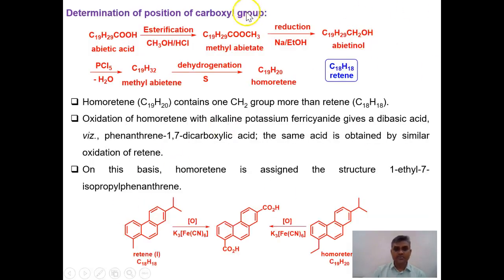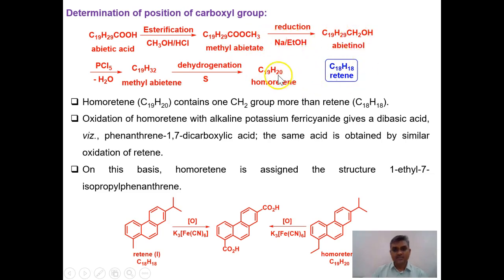Now let us find out the position of the carboxyl group. And for the position of the carboxyl group, very simple experiments were performed. Abietic acid is esterified, we get the COOCH3 group, then reduction gives us CH2OH, and it undergoes a rearrangement reaction in the presence of PCl5. Oxygen is completely removed from this, we get C19H32, and then it undergoes dehydrogenation, we get a homoretene. Here retene contains 18 carbon atoms and homoretene contains 19 carbon atoms. One extra carbon atom is accommodated here. Perhaps this carbon atom may be coming from the carboxylic acid.